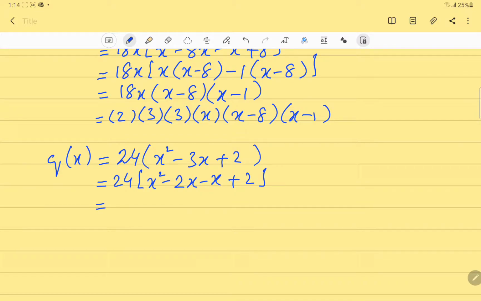Now we have x common in the first two terms. We have minus 1 common in the next two terms. Now we have x minus 2 common in both the terms.